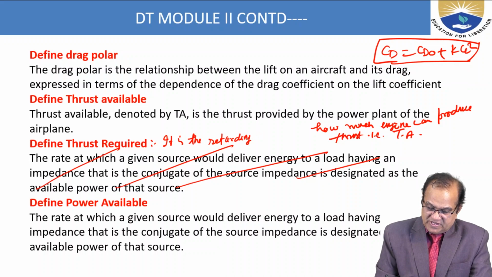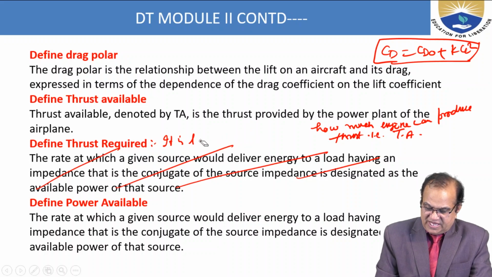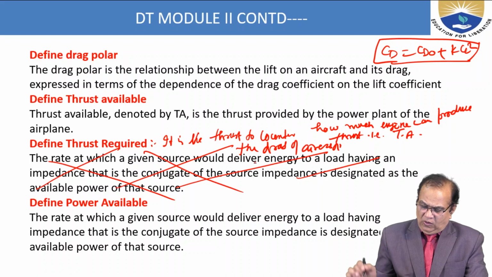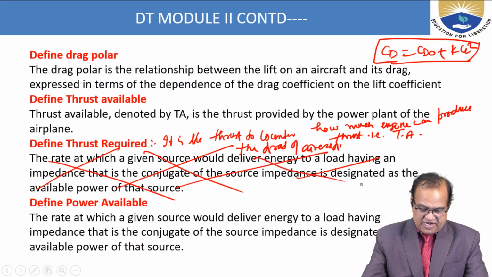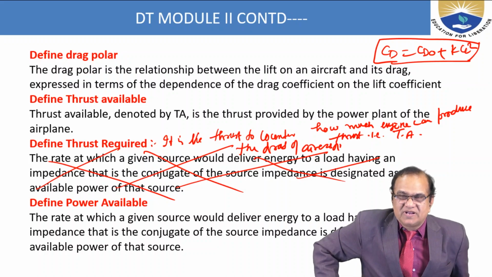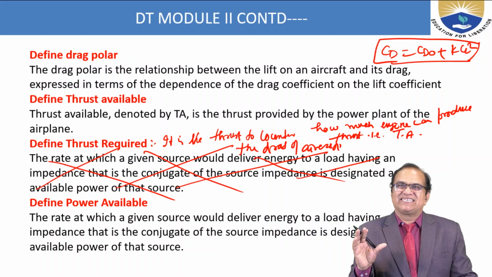It is the thrust to counter the drag of the aircraft. This is the definition. This is not the correct definition. Define power available. Just like thrust available, if it is a propeller aircraft, we always take power available.